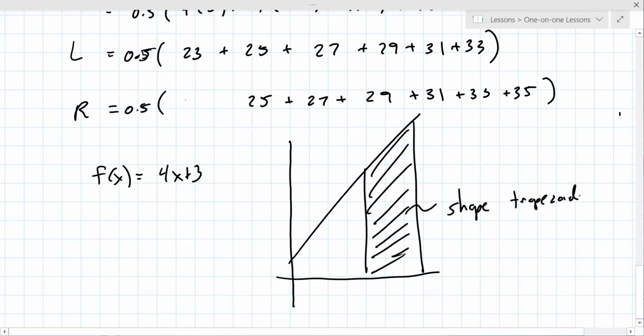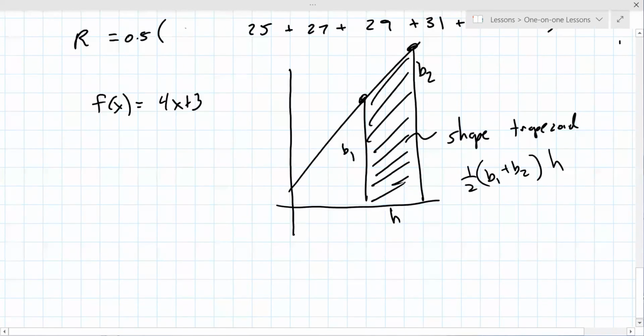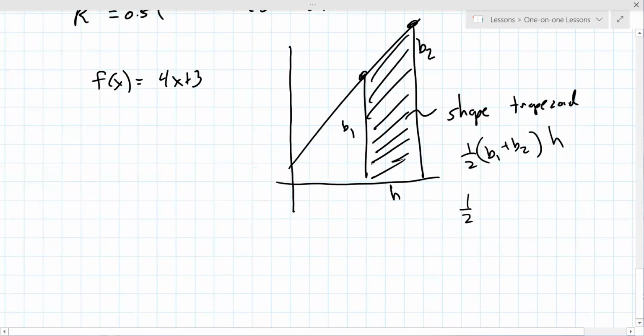So you go back to your geometry book if you need to, and you say, oh, area of a trapezoid is 1/2 (b1 plus b2) times the height. The height though is here, and then this is b1 and this is b2, these points up here. So in this case, b1 is what's going on at 5, and we just said that was 23.